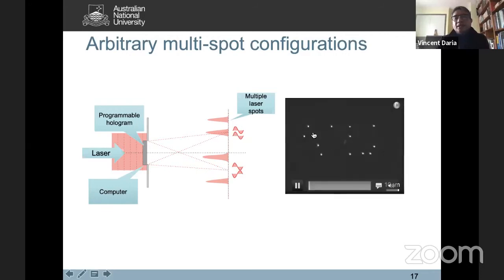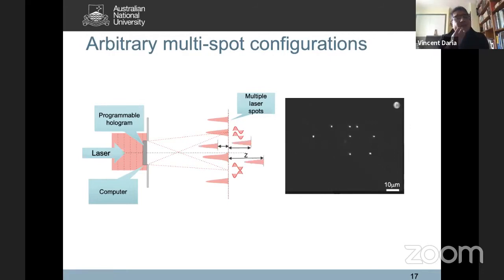So practically, this is from actual experiments looking at focal spots, and it's actually forming the word ANU, for the university.